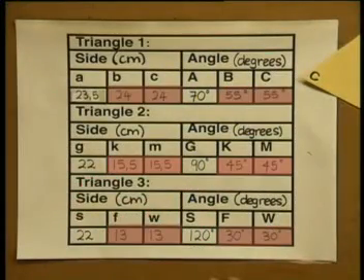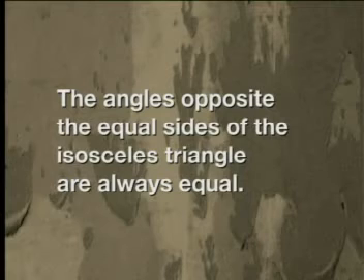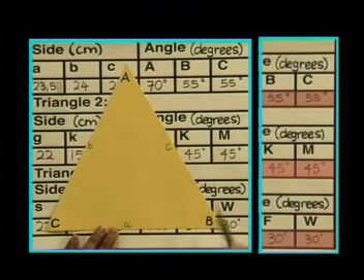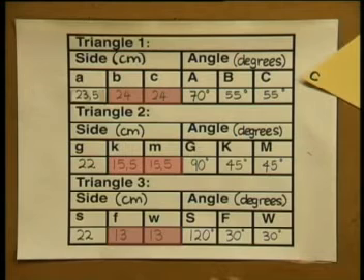The data that we got from this activity makes it possible for us to make 2 very important conclusions about isosceles triangles. We can say that although we measured 3 different isosceles triangles, the angles opposite the equal sides of the isosceles triangle are always equal. And the 2 sides that are opposite the equal angles in an isosceles triangle are always equal to one another.